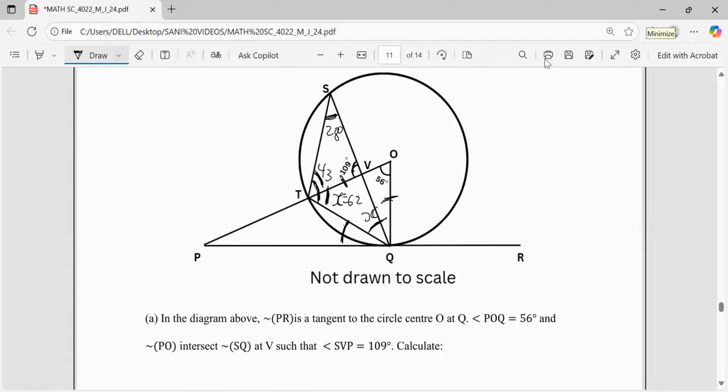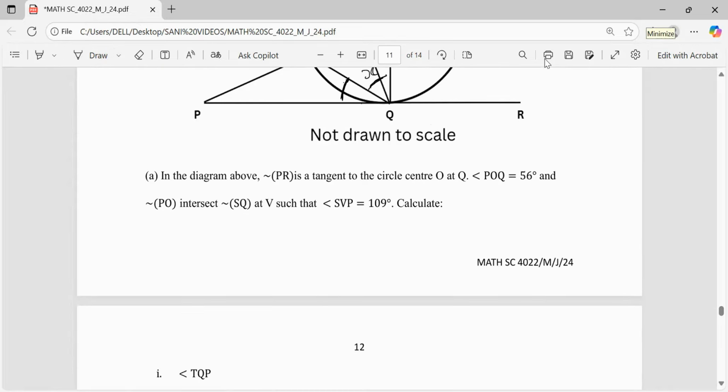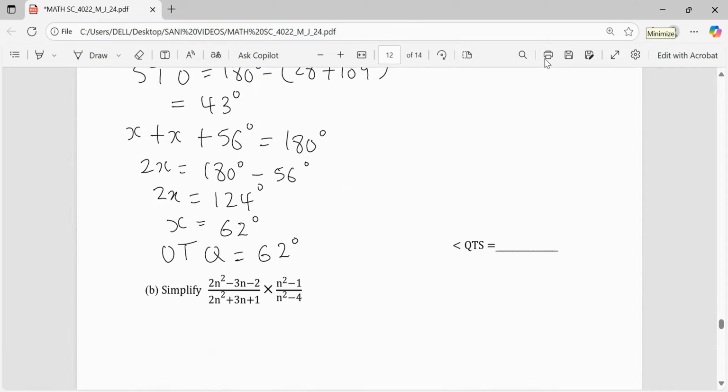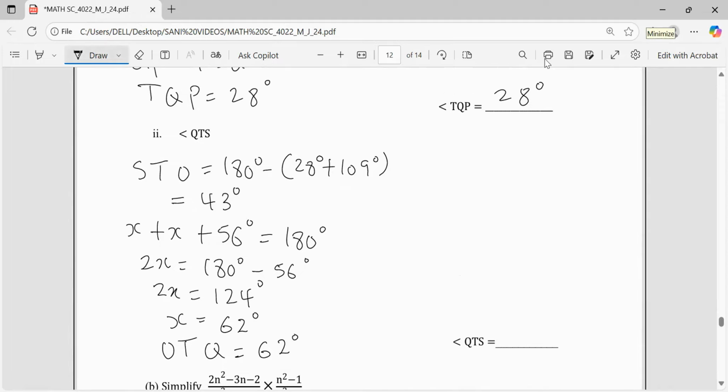So therefore, our QTS is now 43 plus 62. So our QTS equals 43 degrees plus 62 degrees, which is 105 degrees. So our QTS is 105 degrees.